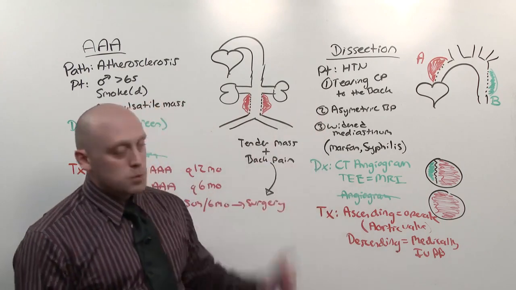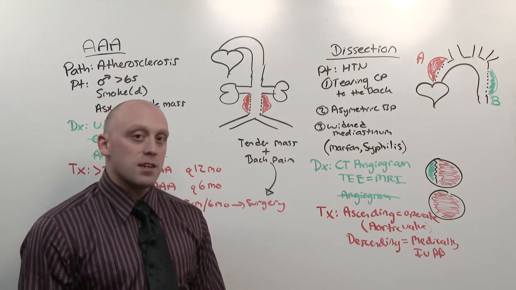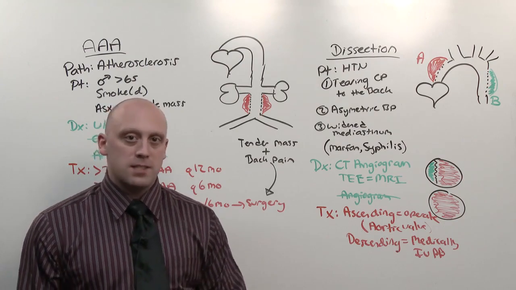Dissection has got the tearing chest pain radiates to the back. Get the angiogram to make the diagnosis, and then if it's ascending, operate. If it's descending, IV beta blockade. That's diseases of the aorta.